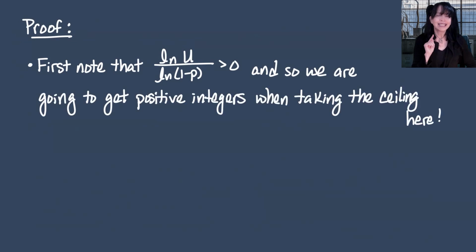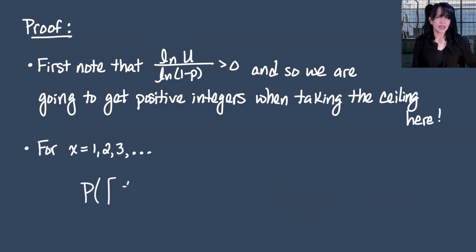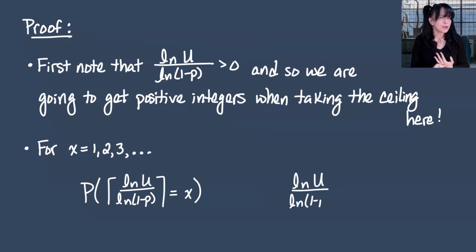So what is the probability that this quantity gives you any particular value, little x, where little x can take on the values 1, 2, 3 on up? If the ceiling function of this quantity is equal to x, that means that this quantity is greater than x minus 1 and less than or equal to x.